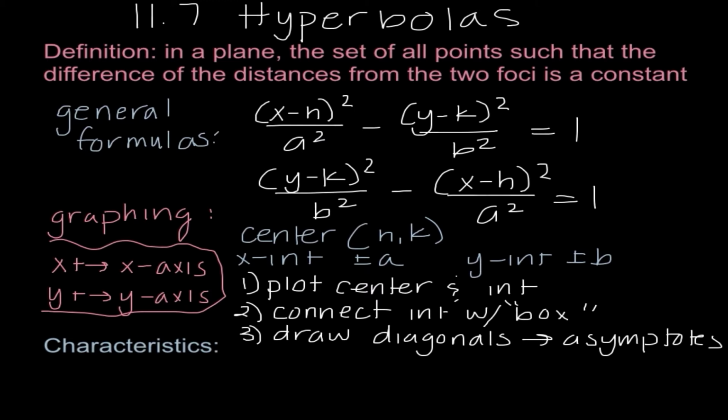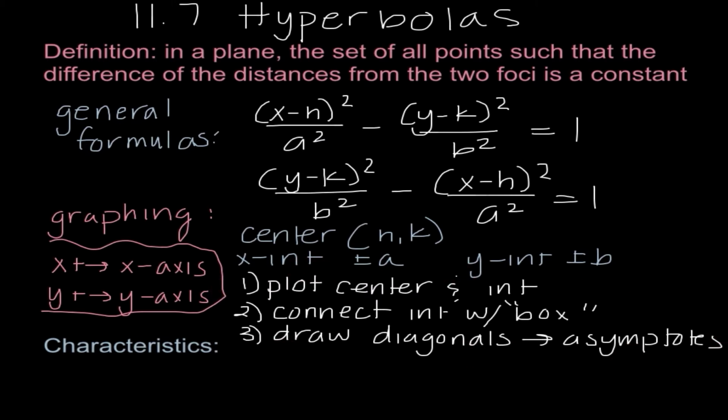Then, the whole purpose of drawing this box is it is going to define what the asymptotes should be. So I'm going to draw diagonals of the box, which would be our asymptotes. These are going to be the lines that define how fat or skinny our parabolas are going to be. Okay, so this will all make sense when we get into our first example.